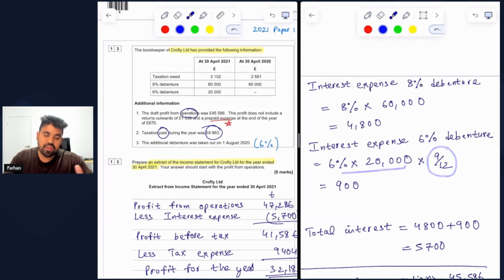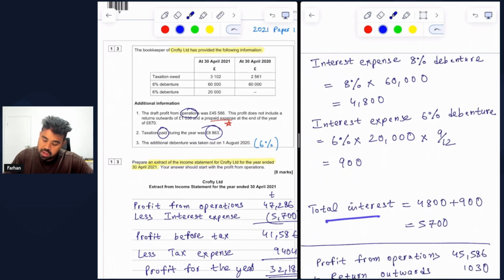So once you do this calculation, you should arrive at £900 being the interest expense on the 6% debenture for the current financial year. Then you find the total interest expense. You just add £4,800 that you got from the 8% debenture with the £900 that you got from the 6% debenture, and you get a total interest expense of £5,700, which is what we're going to be showing in the income statement.